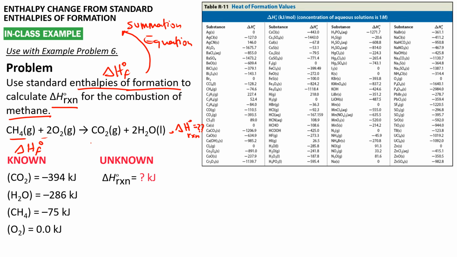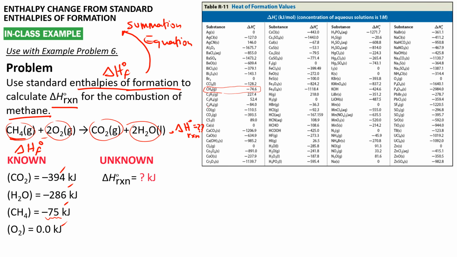So basically we need to find the delta HF for these compounds or elements. Where did we get these numbers, guys? We got them from this table. They will already give it to you in the exam, or they will give you this table. So CH4 gas. Let's look for CH4 gas. Here it is. Can you see it? Minus 74.6, they rounded it to minus 75.